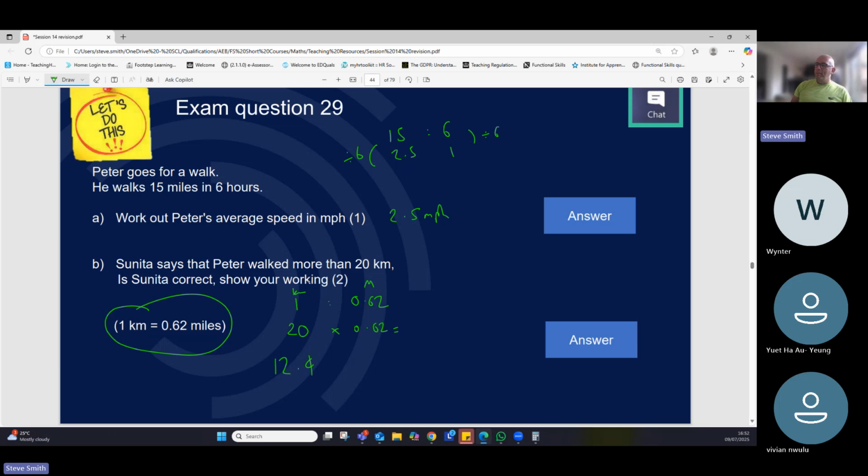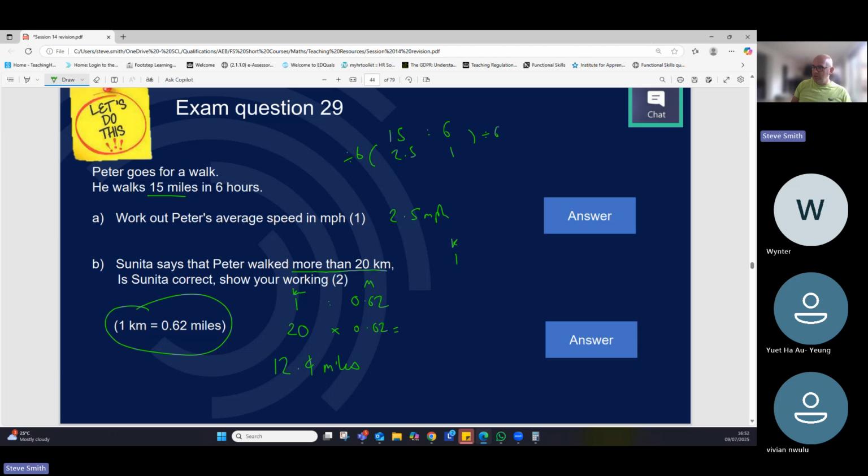So did he walk more? Sunita says that Peter walked more than 20 kilometers. 20 kilometers is 12.4 miles. Yes, he walked more than that because he walked 15 miles. If he'd worked out the other way, so how many kilometers did he actually walk, because some people might have seen it that way around, then we'll go same again.